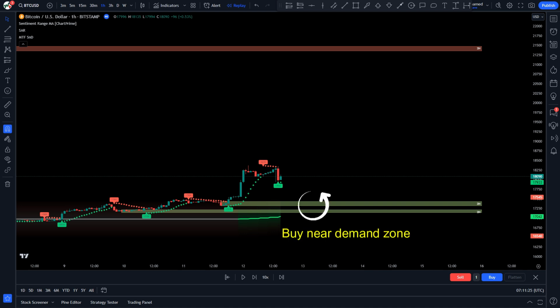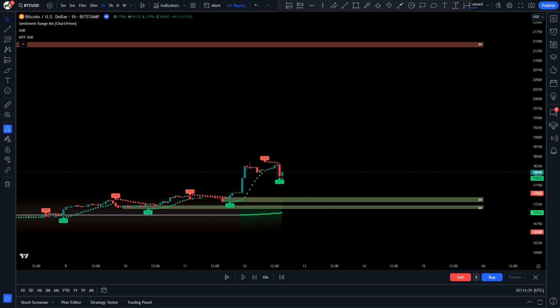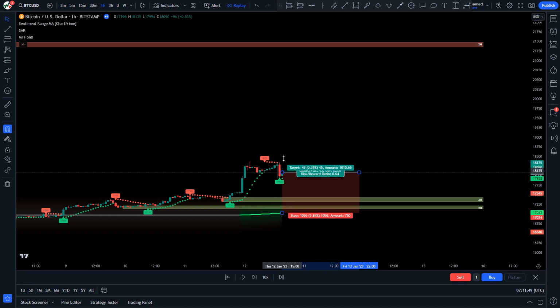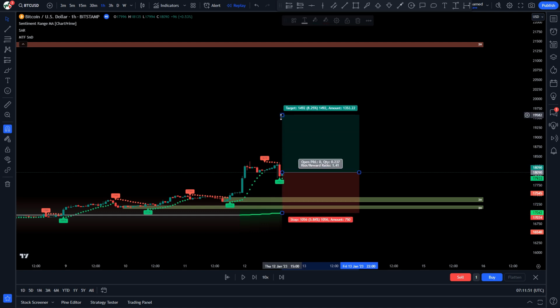Finally, make sure you buy near a demand zone. Never buy at the price at which everyone sells, in other words at the supply. This simple yet powerful principle will save you a ton of money. Set the stop loss below the Parabolic SAR dots and target a minimum of 2 times the risk. You can even target supply levels.